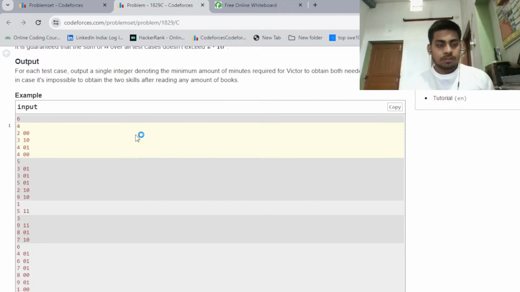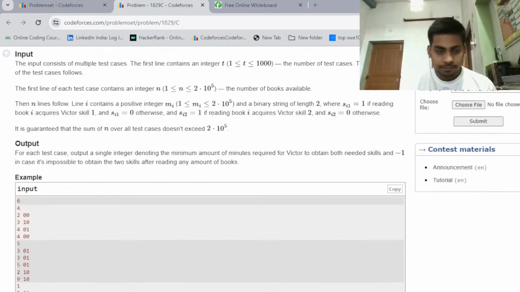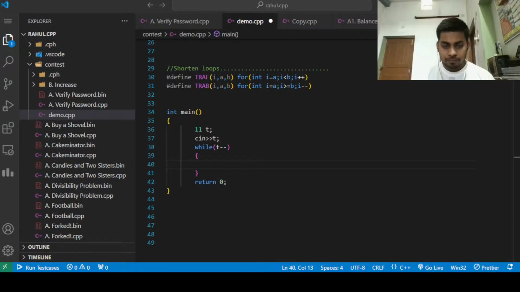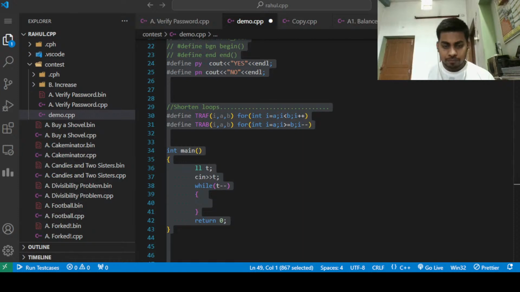So let's solve. We have test cases, then we have a number, then we will take a string. So let's start from here. What we will do, we have to change the string. I hope it is visible, otherwise I'm going to copy it. Okay, so what we will do, just open the C++ compiler.